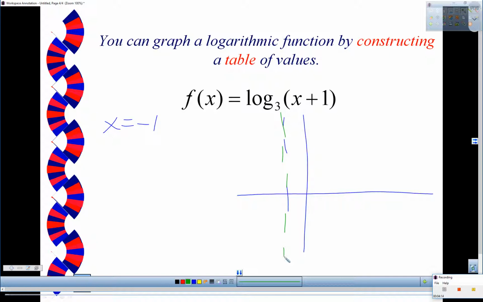Now, to do the actual graph, I want to make a t-table, so x, y. I want to pick numbers that are bigger than negative 1. If you try numbers that are smaller or equal to negative 1, your calculator will either say non-real calculation or undefined. Numbers that are bigger than negative 1, so I'm just going to pick 0, 1, and 2.